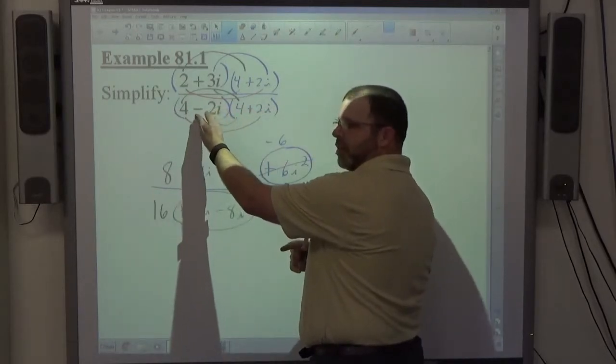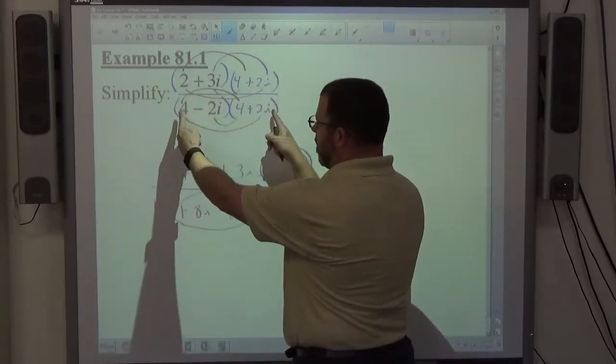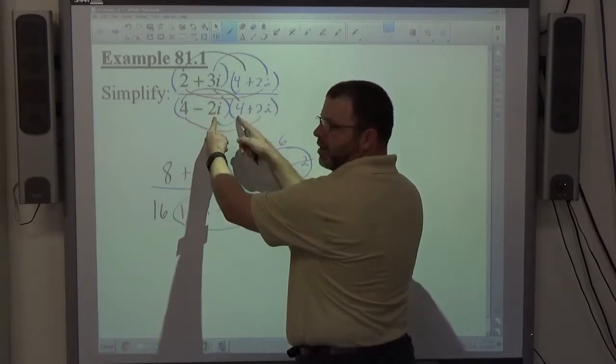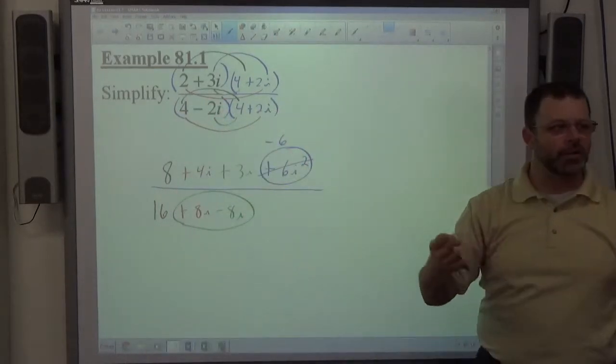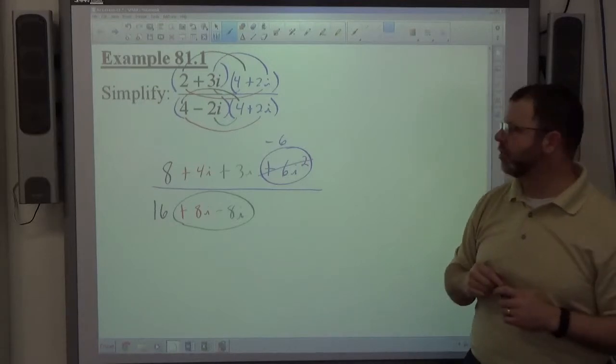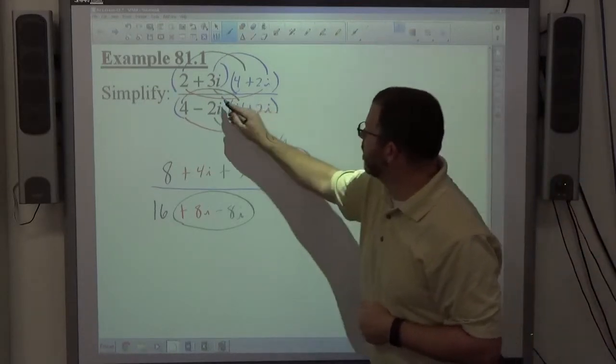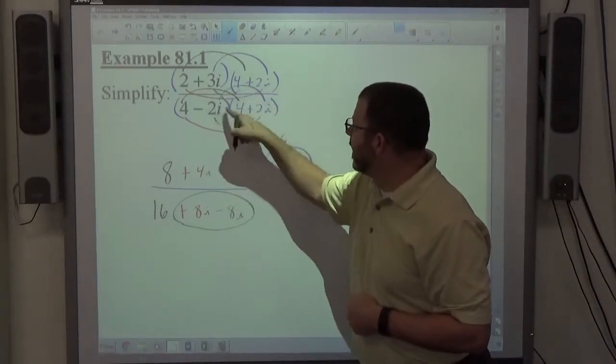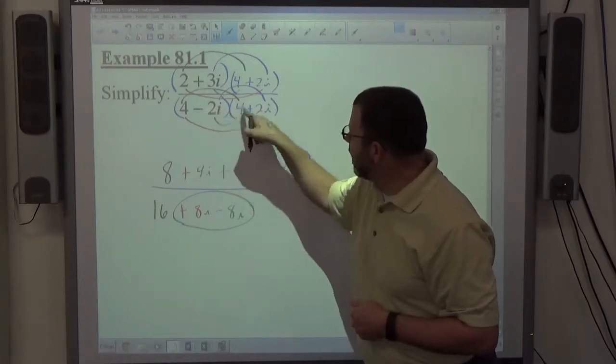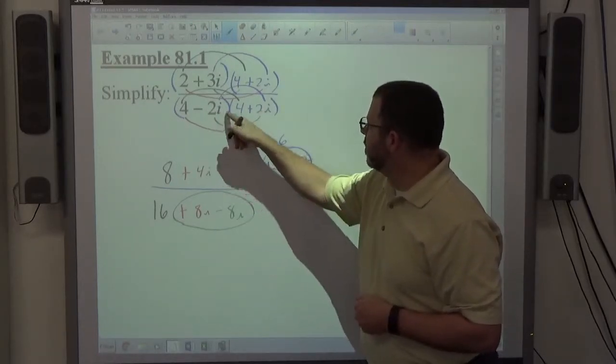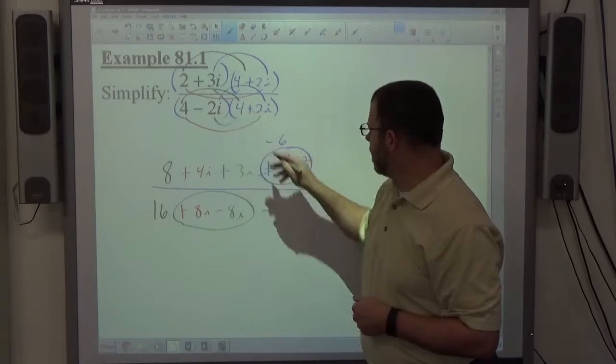We have a minus, we change the sign to positive. This product is one sign, that product's the other sign. They're the same objects being multiplied, so the outside and inside products always cancel. That's why we can shortcut the bottom to FL. And then again, here when I do last times last, a negative times a positive makes a negative. 2 times 2 is 4, and i times i makes i squared.